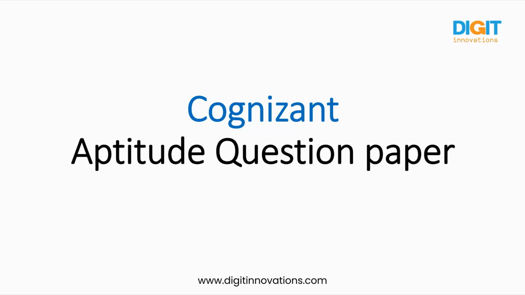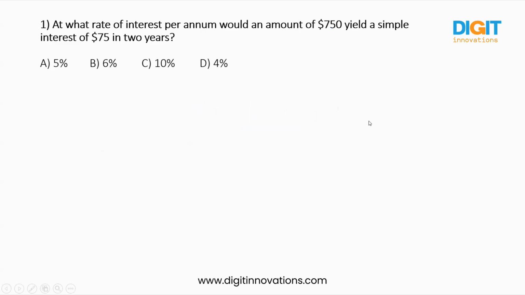And let us start with the questions. So the first one is: at what rate of interest per annum would an amount of 750 yield a simple interest of 75 in 2 years? So they are asking what is the rate of interest.